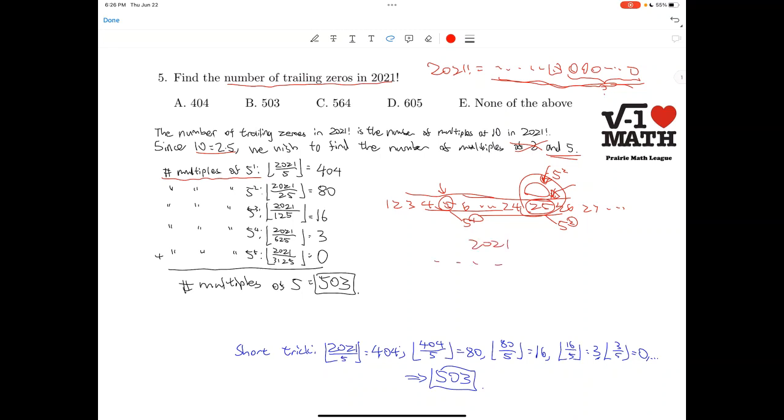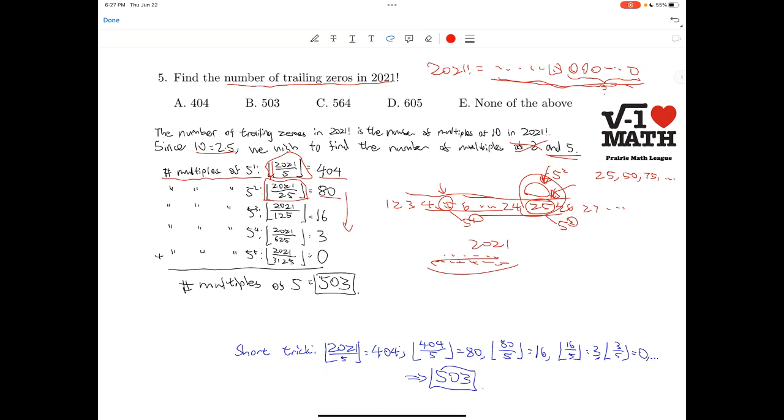and filter out the ones that aren't multiples of 5. So this basically means finding the floor of 2021 over 5, which is 404. Now we count the next layer, the ones that contain 25s. So this will be 25, 50, 75, etc. Now, this is 1/25 of all of the numbers in this range, or 2021 divided by 25 floor, which is 80.